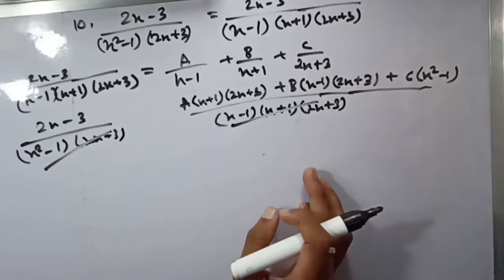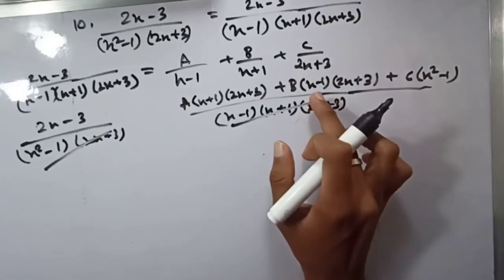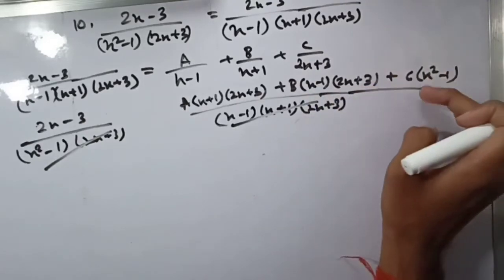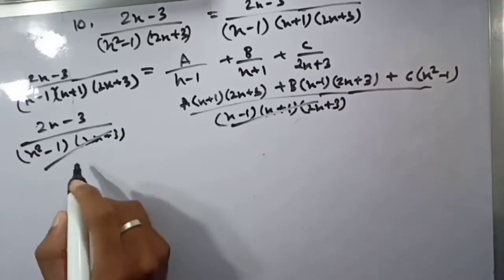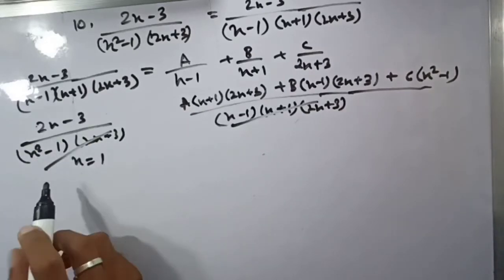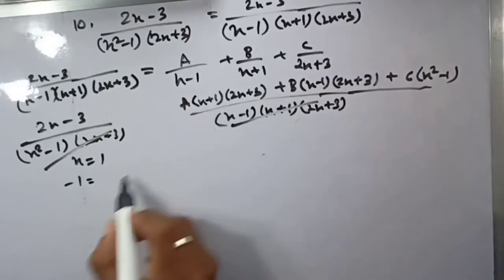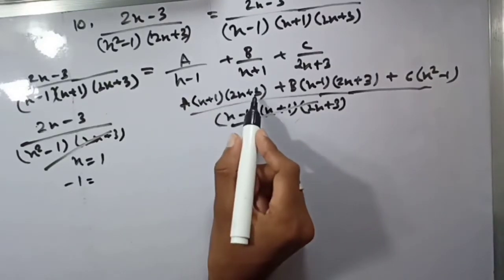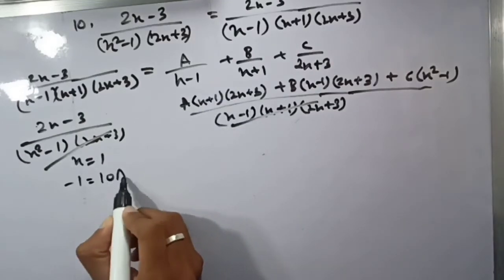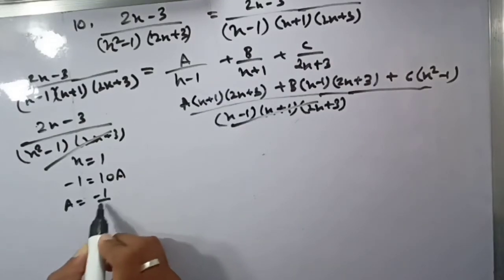So what we can do here is, if you put the value of x equal to 1, this term becomes 0 and this term becomes 0. So if you put x equals 1, it comes out as minus 1 on the left side. On the right side, this term is 2 into 5, it is 10. So 10a equals minus 1, the value of a is minus 1 by 10.